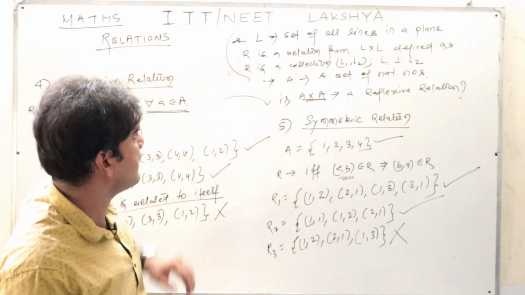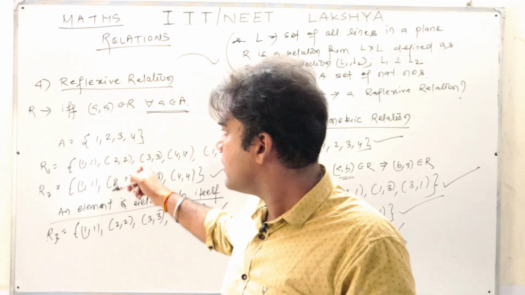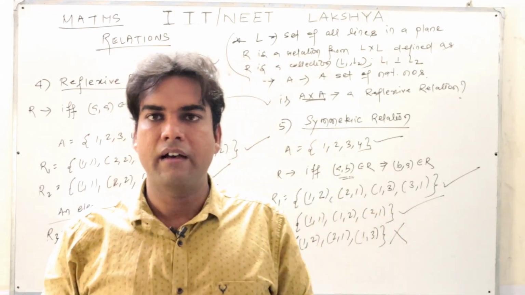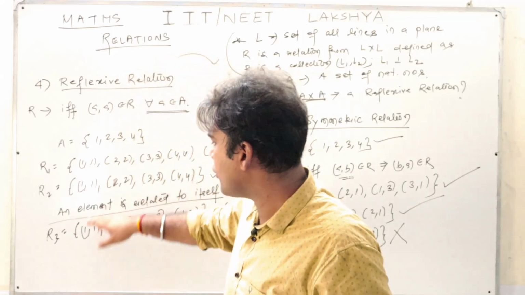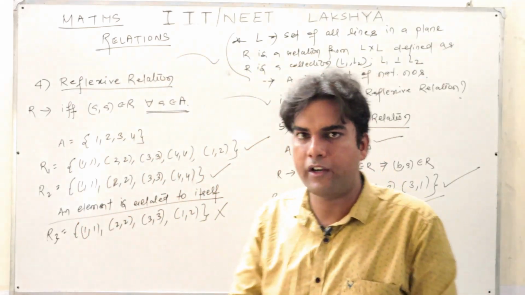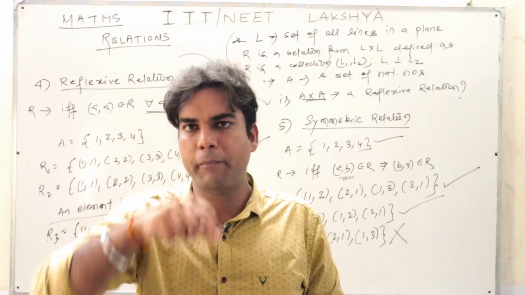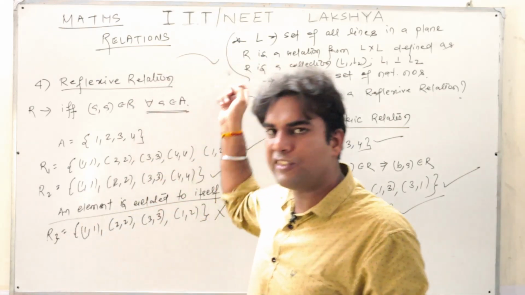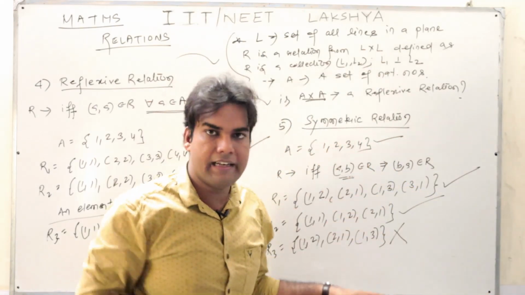So yes, that is a symmetric relation, but it is not a reflexive relation, because a line is not perpendicular to itself. Here what you have to check is whether an element is related to itself. A line cannot be perpendicular to itself. So this is not reflexive, but it is symmetric. So I hope the meaning is clear to you.